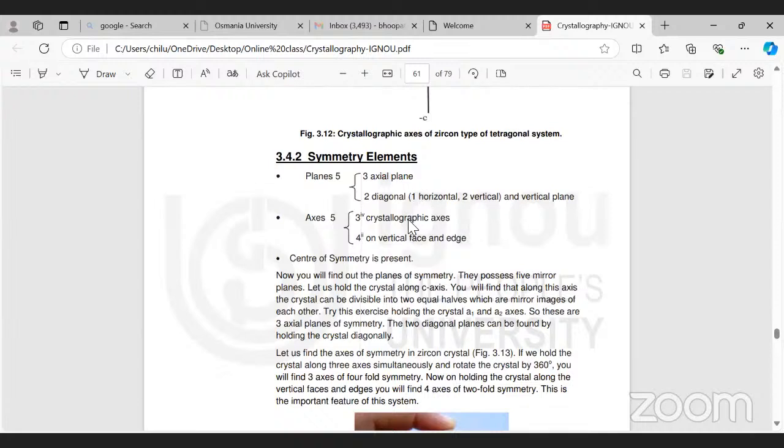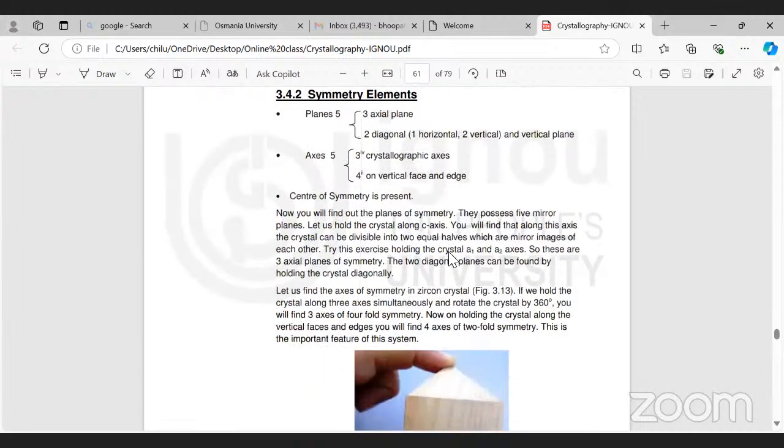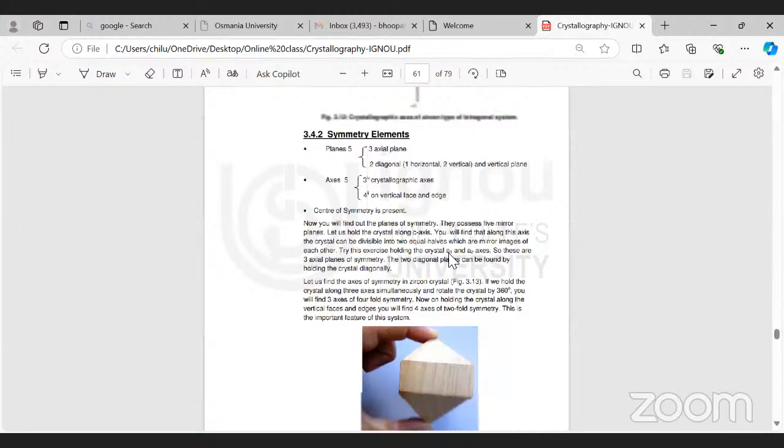The symmetry elements: five planes it has, and axes are five here. Five planes, three are axial planes commonly, and two are diagonal. One is horizontal, and the second one is a vertical plane. The axes are three crystallographic axes, and four on vertical face and edge. Here the center of symmetry is also present. Only one.